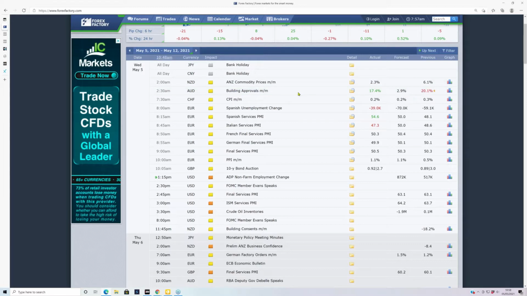Now with the Aussie, we always say, just going back to related markets, what we mean by related markets is that these currencies and currency pairs also move because of what is happening in another market. Now the Aussie is a currency of risk.